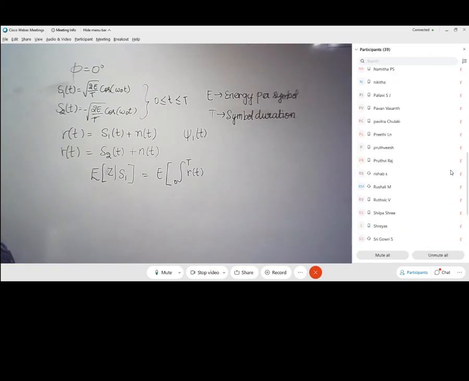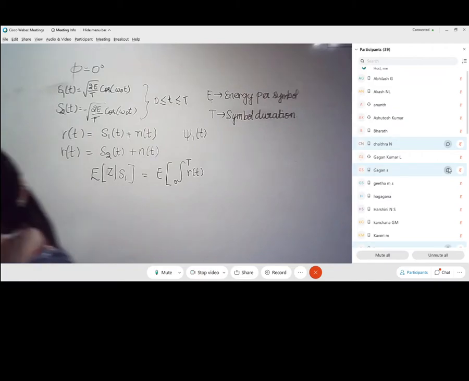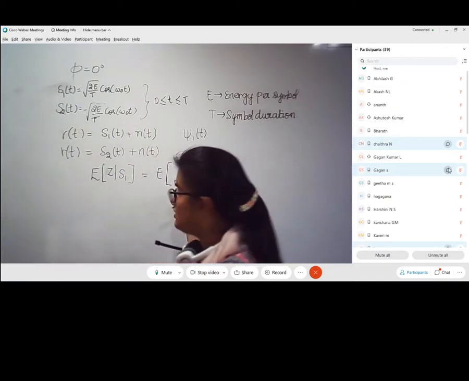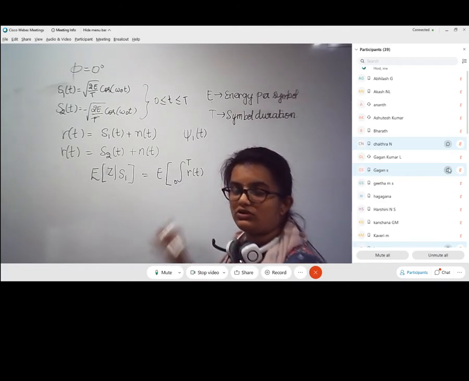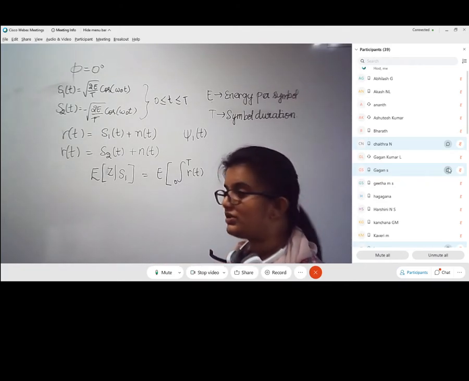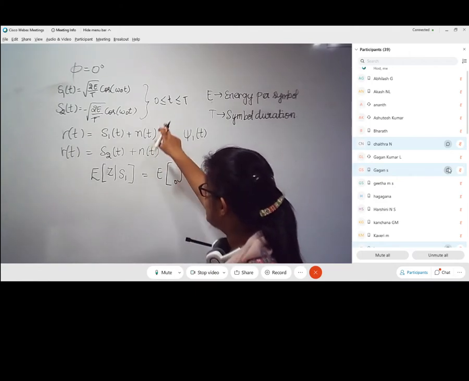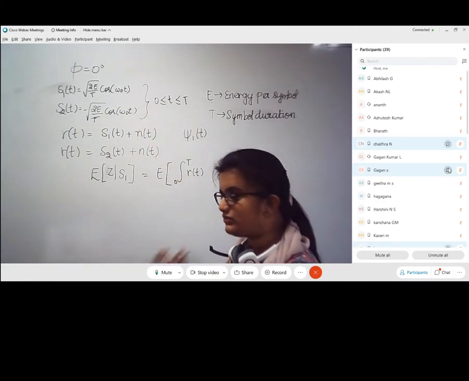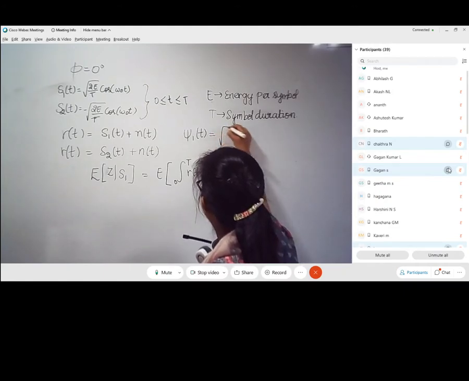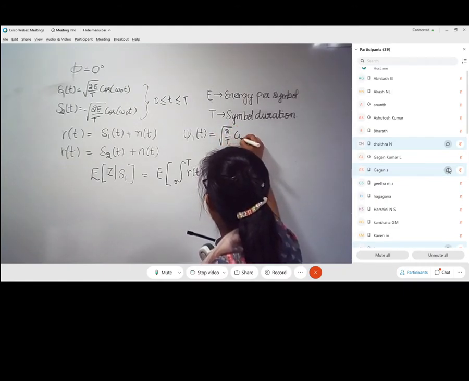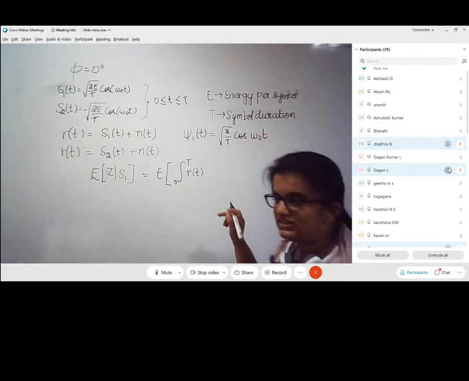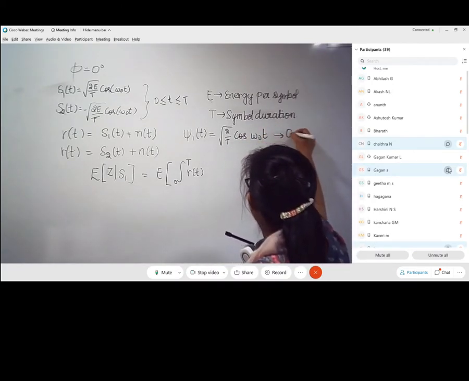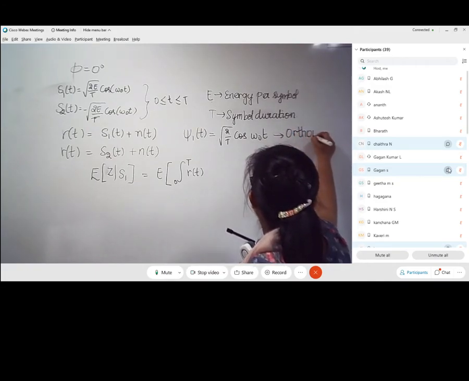Any doubts so far? No doubt. Then you should be able to tell. Correlator means I am going to compare R of t. In order to reduce the number of correlators, we make use of a basis function. So in this case, the number of basis functions involved is only one, which is root 2 by t cos omega naught t. The reason we consider the amplitude root 2 by t is that this basis function is orthonormal. Please remember this.